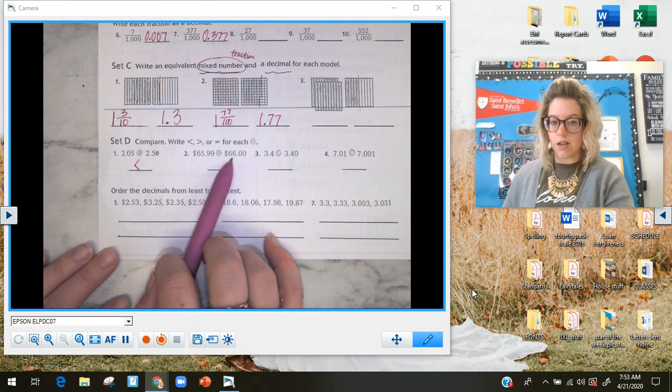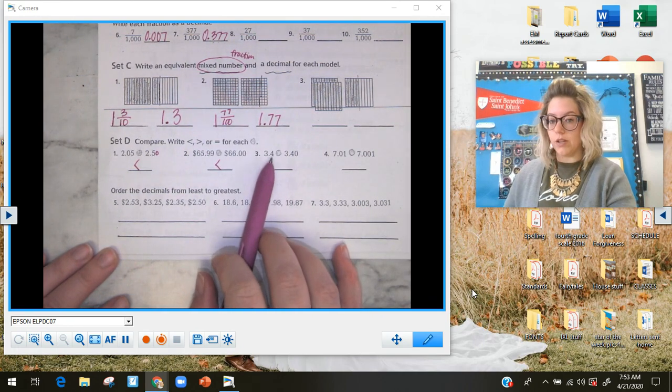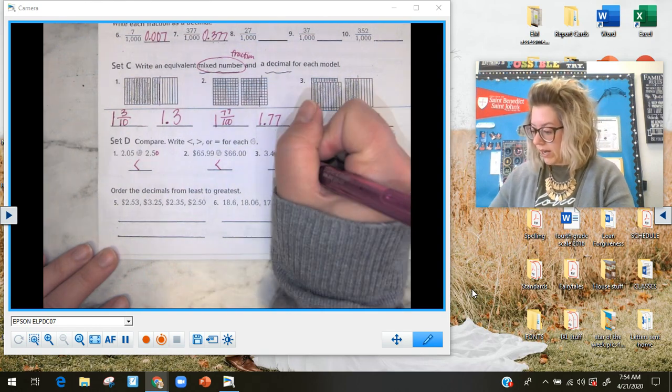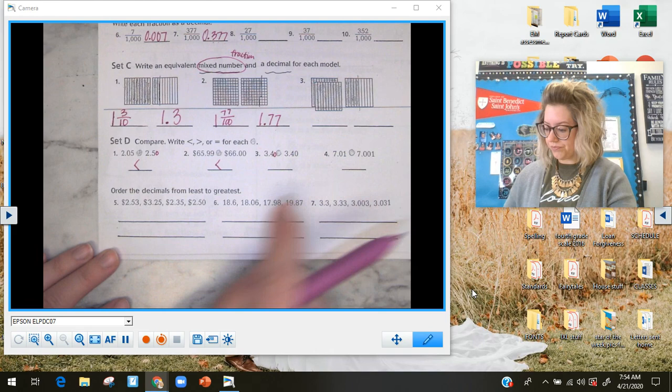Okay. What's bigger here, $65.99 or $66? $66. Okay. Look at this one. What can I do right here? What are these actually going to be? Okay, do these 2 on your own.